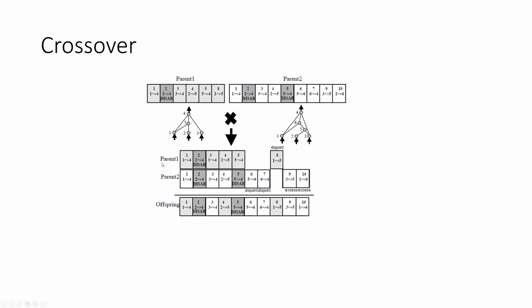So if we say parent 1 is fitter than parent 2, this would not be the offspring. The offspring would be without the genes 9 and 10, because they're excess genes of parent 2. However, if parent 2 were more fit than parent 1, we would have 9 and 10 included, because they're excess genes, but they are inherited from the more fit parent. So what we would end up with is a network that would look something like this, that has the features of parent 1 and the features of parent 2.